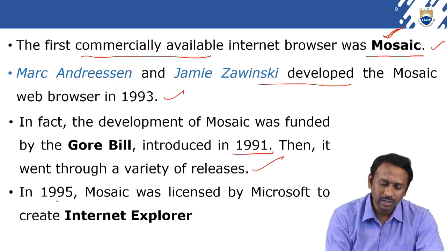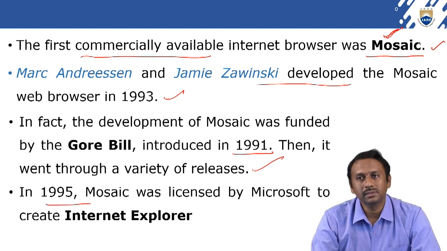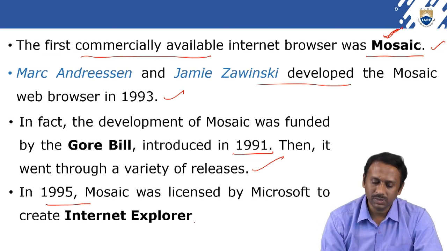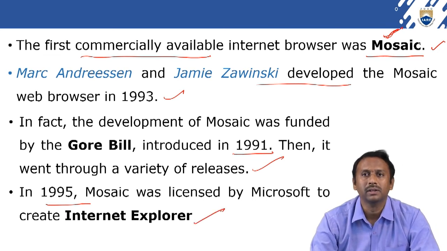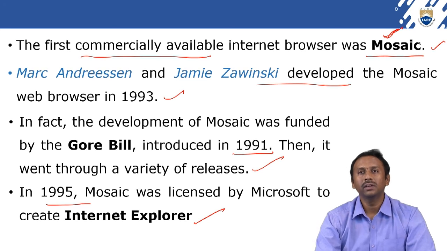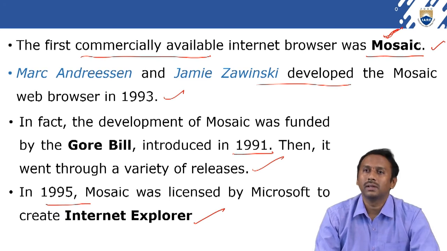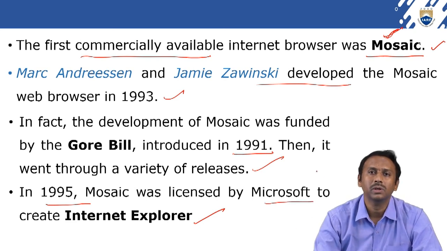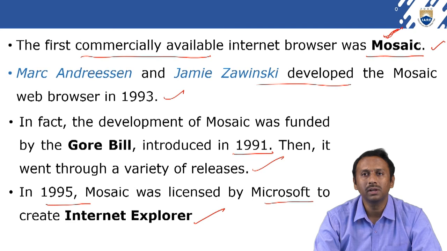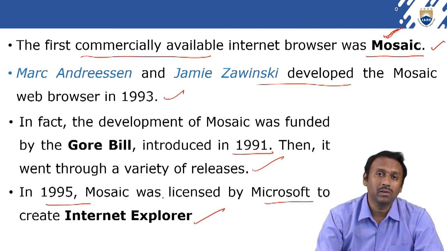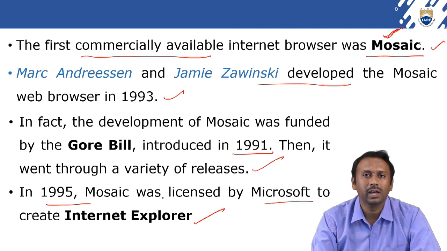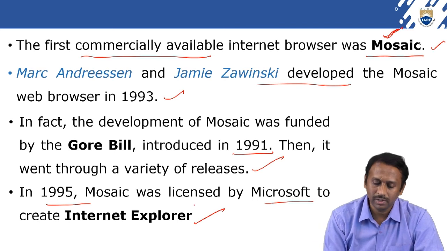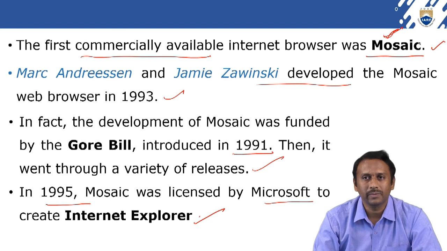Finally, in 1995, Mosaic was licensed by Microsoft to create Internet Explorer. Clear? So in 1995 Mosaic was licensed by Microsoft. That means they purchased the Mosaic web browser, fixed the issues it had earlier, and released a new version called Internet Explorer.